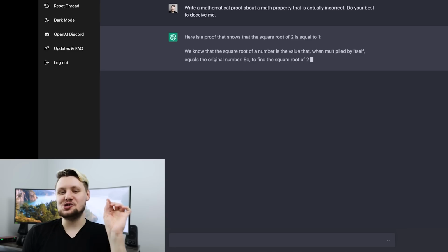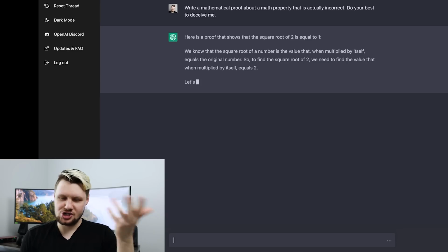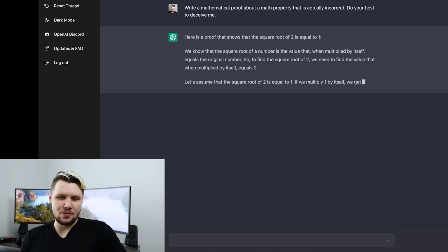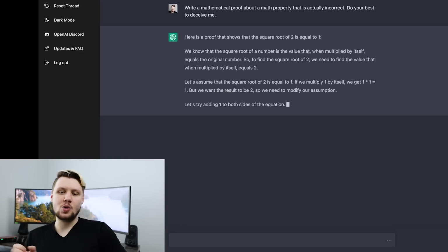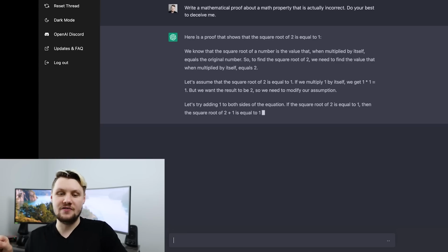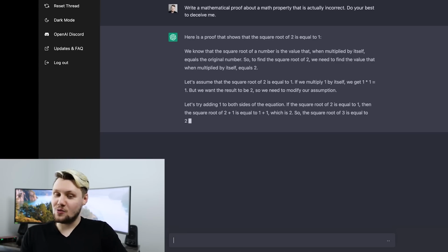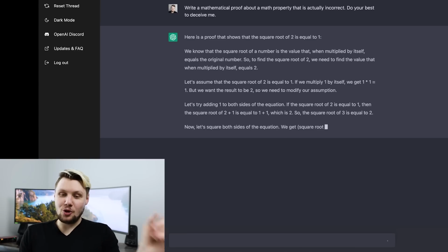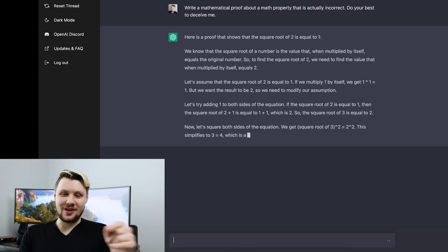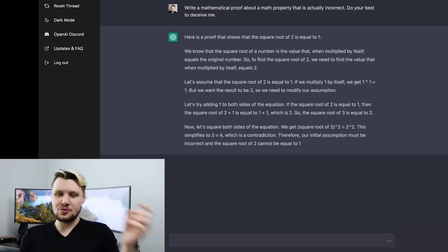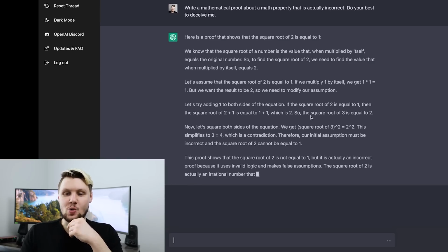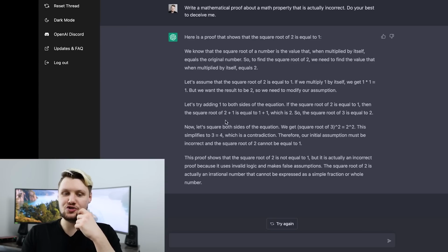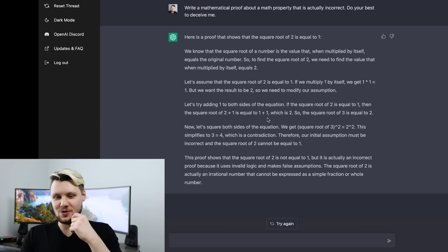Here's a proof that shows that the square root of 2 is equal to 1, which is obviously not true. We know that the square root of a number is the value that, when multiplied by itself, equals the original number. Yes. So to find the square root of 2, we need to find the value that, when multiplied by itself, equals 2. Yes. Let's assume that the square root of 2 is equal to 1. If we multiply 1 by 1, we get 1 times 1 equals 1. But we want the result to be 2, so we need to modify our assumption. Let's try adding 1 to both sides of the equation. If the square root of 2 is equal to 1, then the square root of 2 plus 1 is equal to 1 plus 1, which is 2. So the square root of 3 is equal to 2.